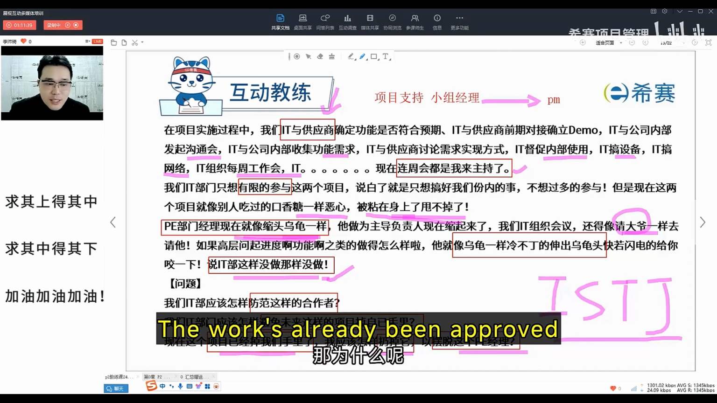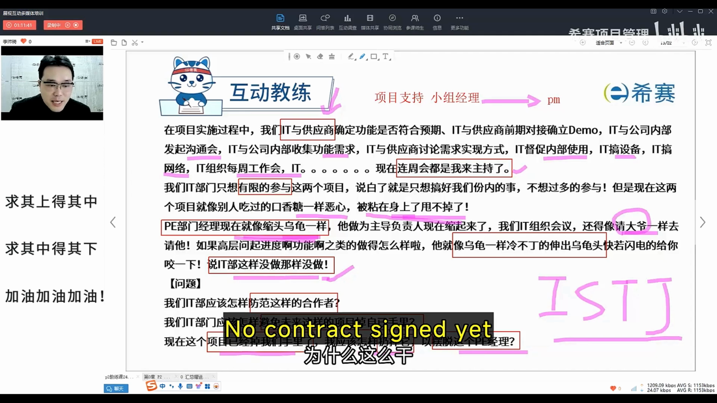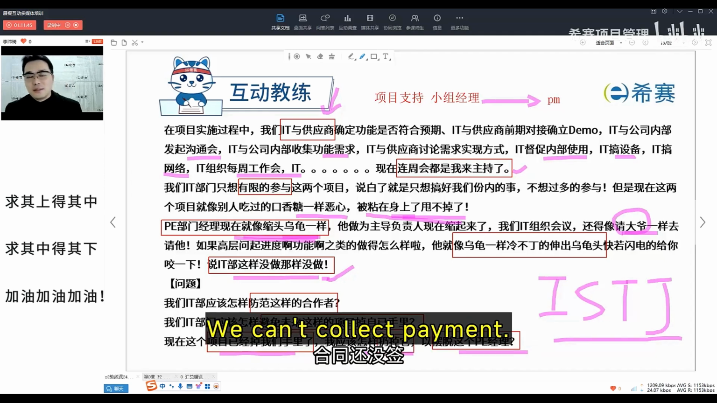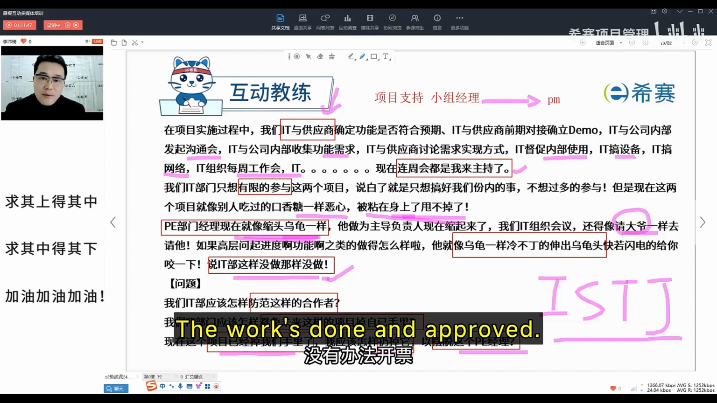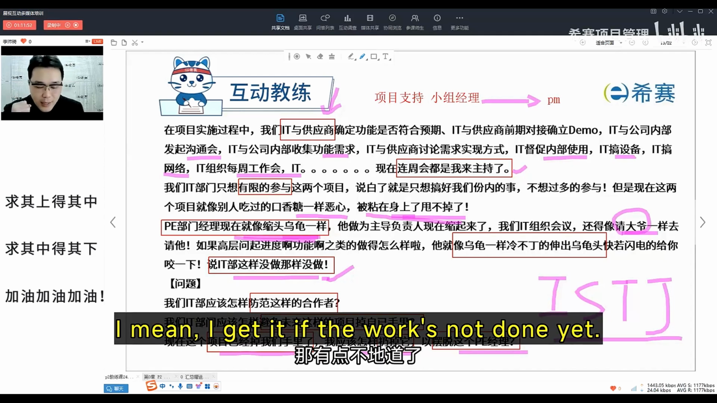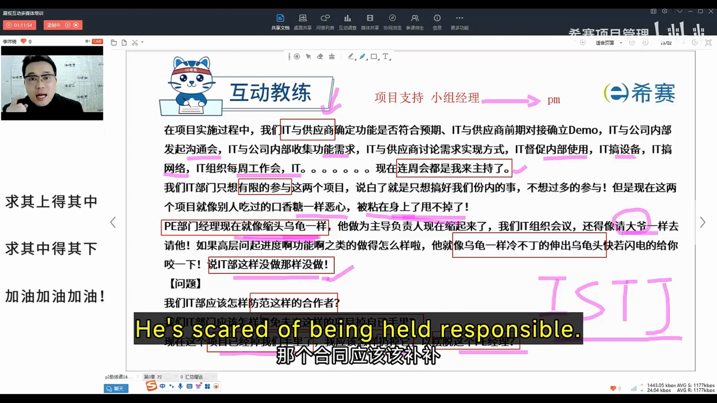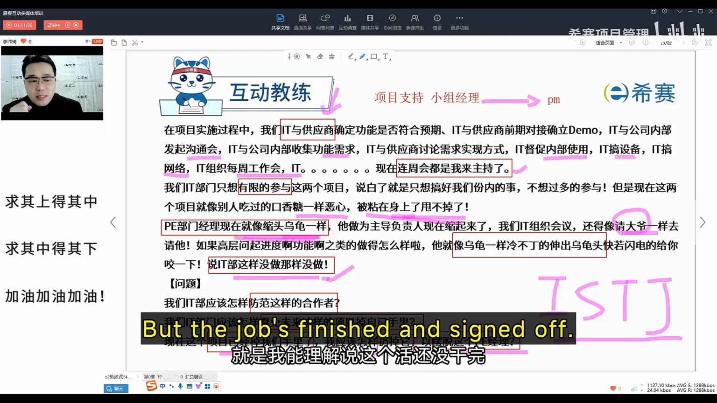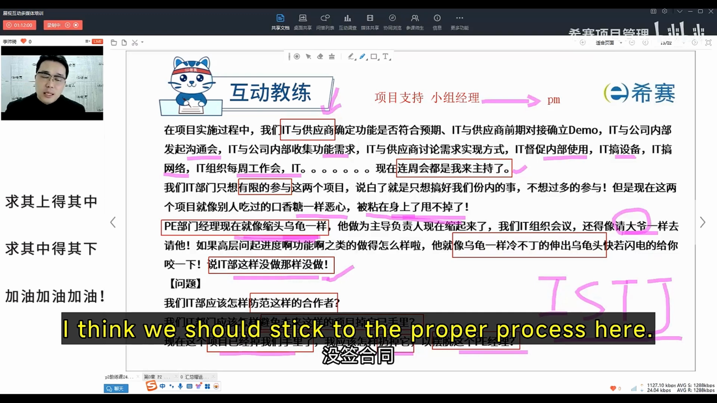The work's already been approved, but no contract signed yet, so we can't bill them. We can't issue an invoice. We can't collect payment. That's not really playing fair. The work's done and approved. That contract needs some tweaking. I mean, I get it if the work's not done yet. No contract signed, he's scared of being held responsible. But the job's finished and signed off. I think we should stick to the proper process here.